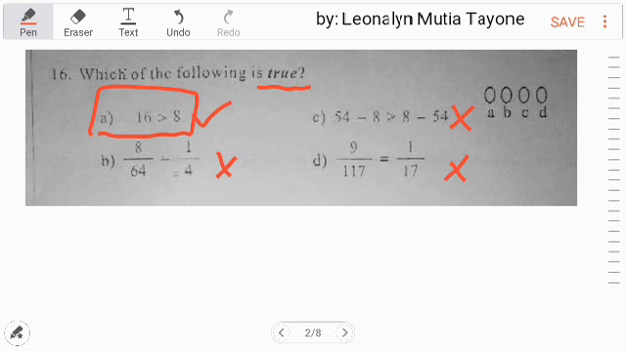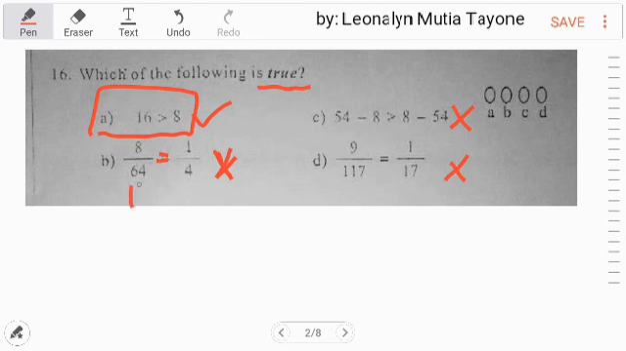Letter B, ano ba ito? Equal yata ito na sign. So, 8/64 is equals to 1/4. Wrong pa rin iyan siya. Ang greatest common factor nitong 8/64 ay 8.